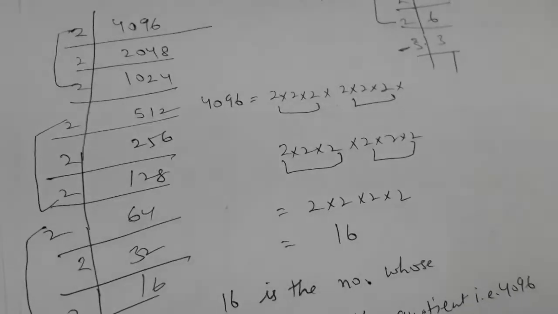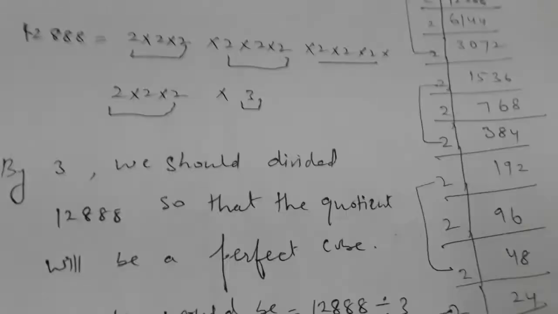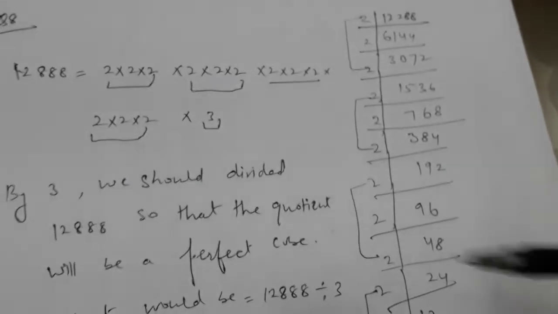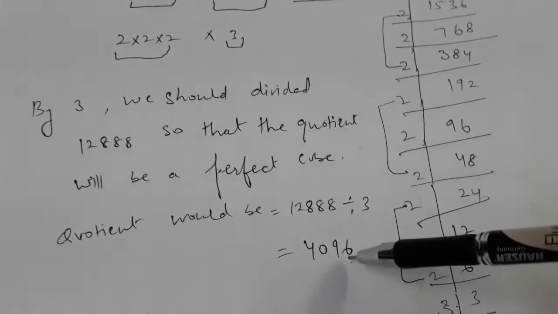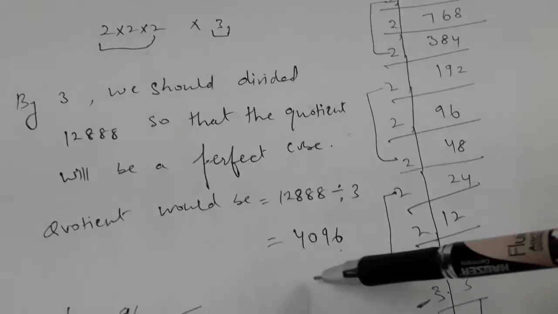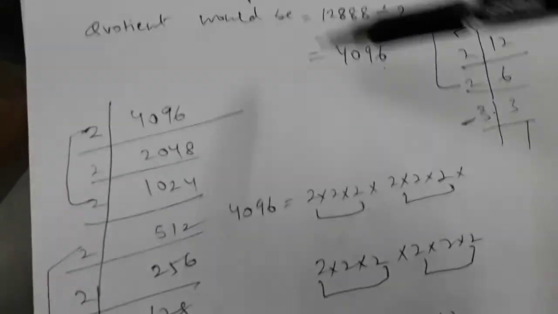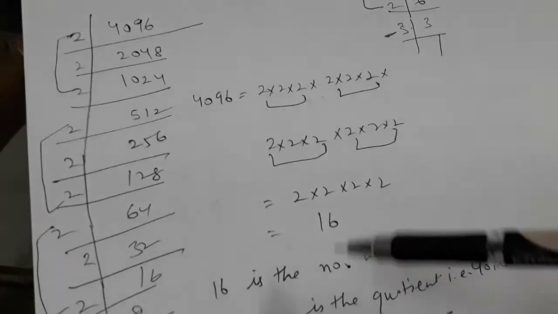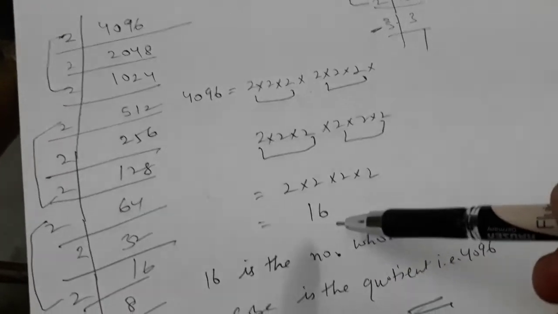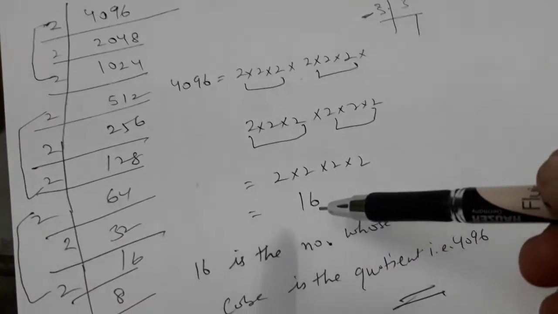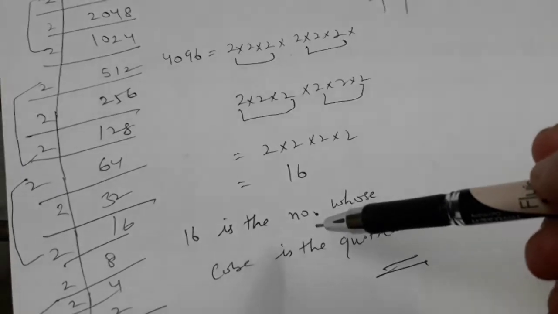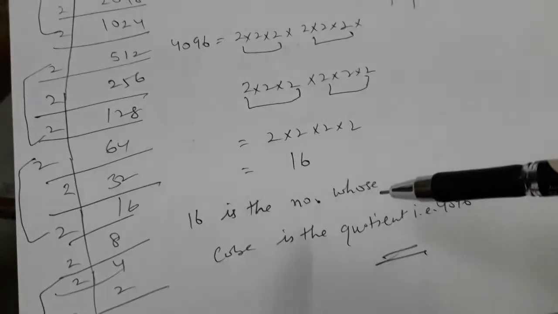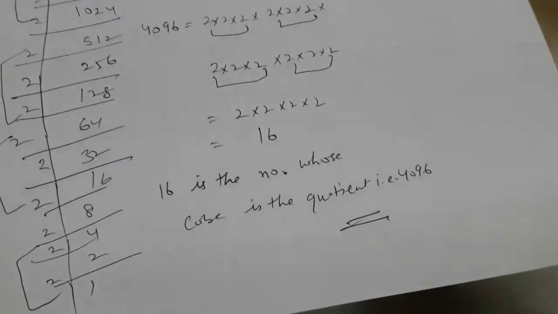Hope the whole question is clear. It's a little bit bigger question, but have a full glance. First of all, we will take the factors and divide by 3, and as soon as we divide by 3 we get 4096. Then again we will take the factors of 4096 and come to the conclusion that 16 is the cube root of 4096. Hope the question is clear.